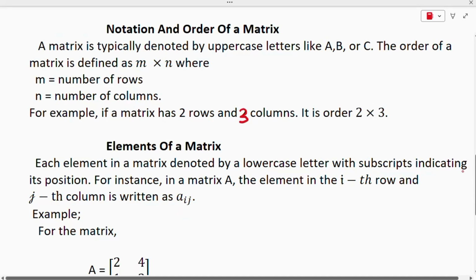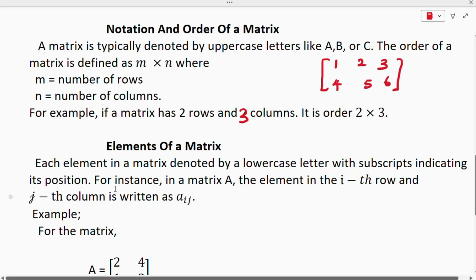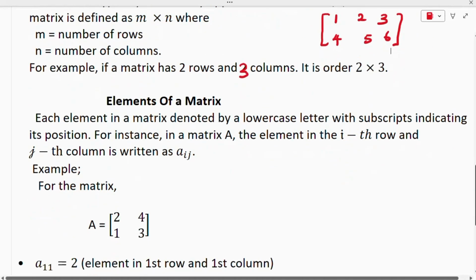Alright, and an example of a 2 by 3 matrix is like this when we have 1, 2, 3, 4, 5, 6. So this is an example of a 2 times 3 matrix whereby it has 2 rows and 3 columns. Alright, so let's go on to elements of a matrix.